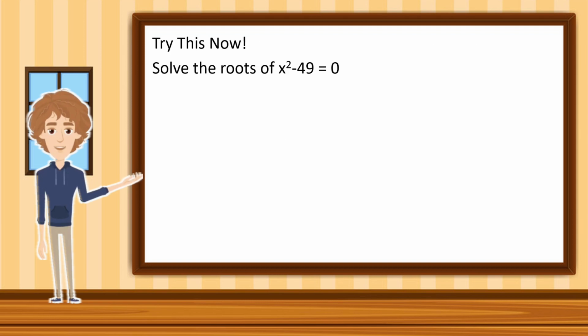Let's see if you truly understand our topic for this video. Try this now. Solve the roots of x squared minus 49 is equal to 0. I will give you a minute to answer this question. Timer starts now.